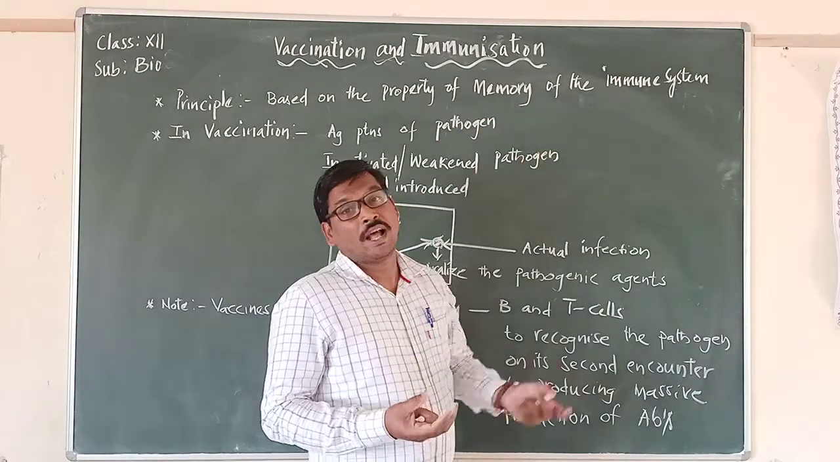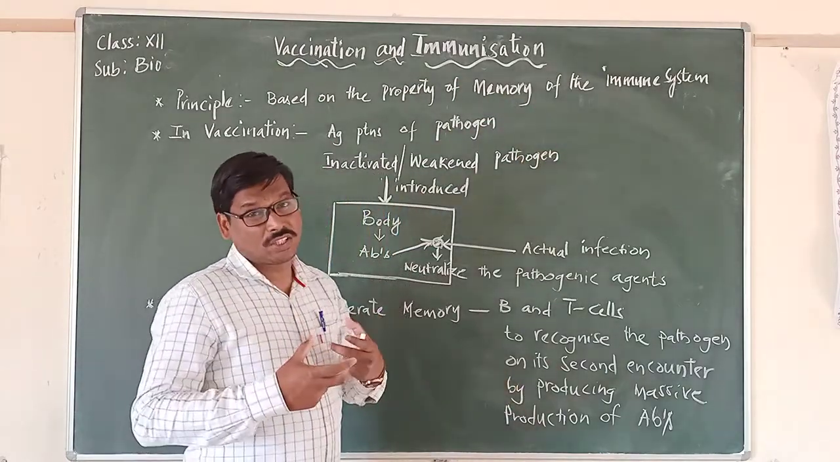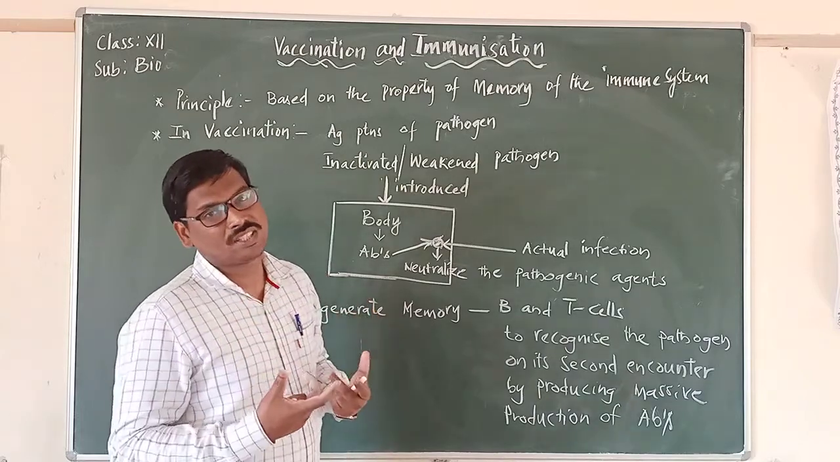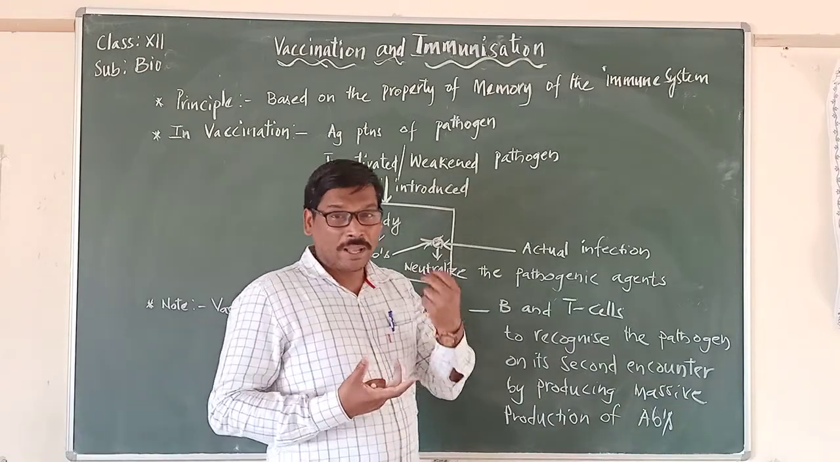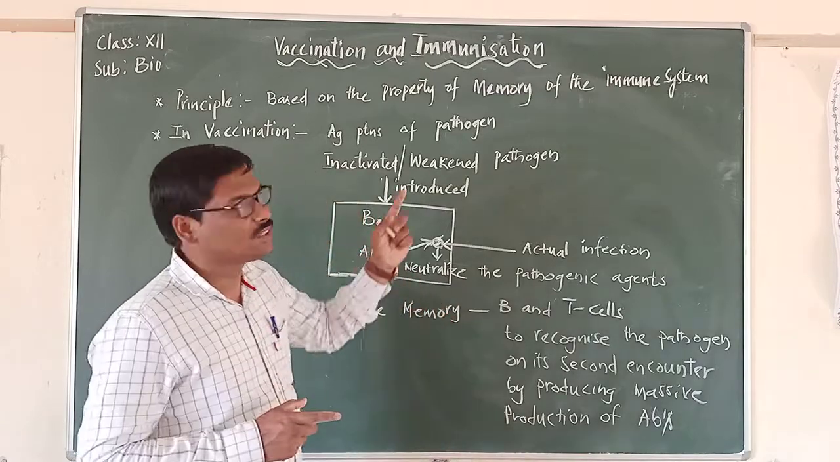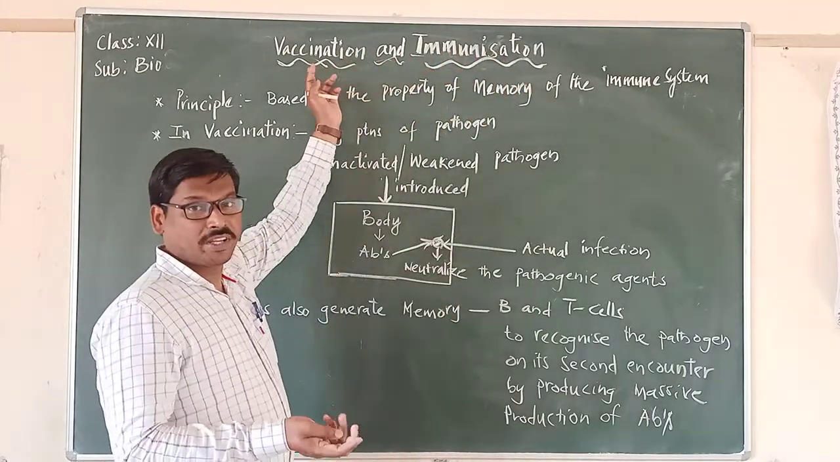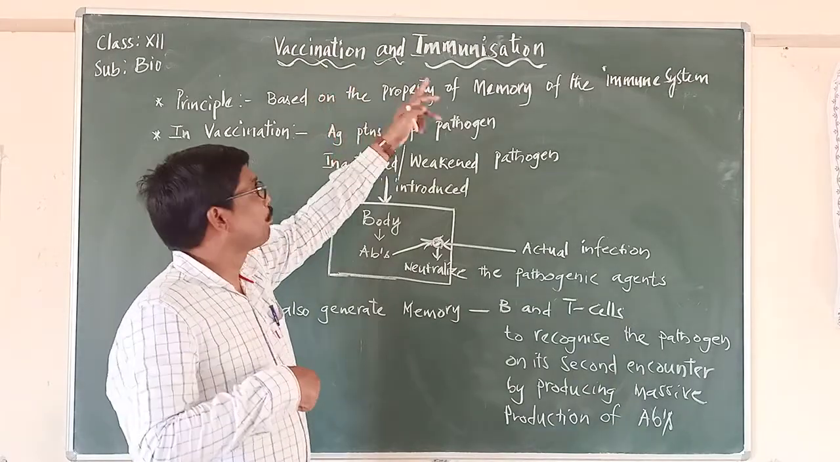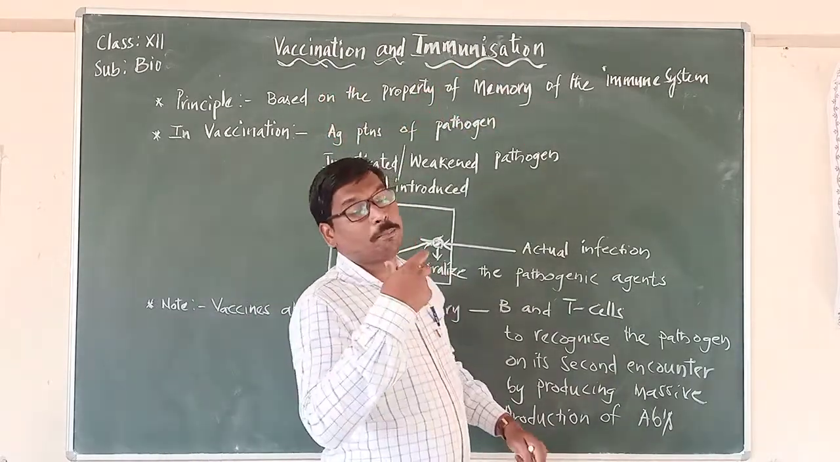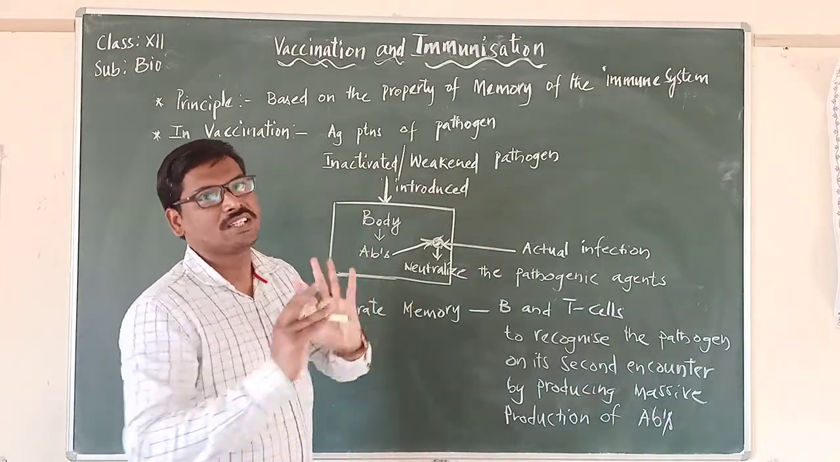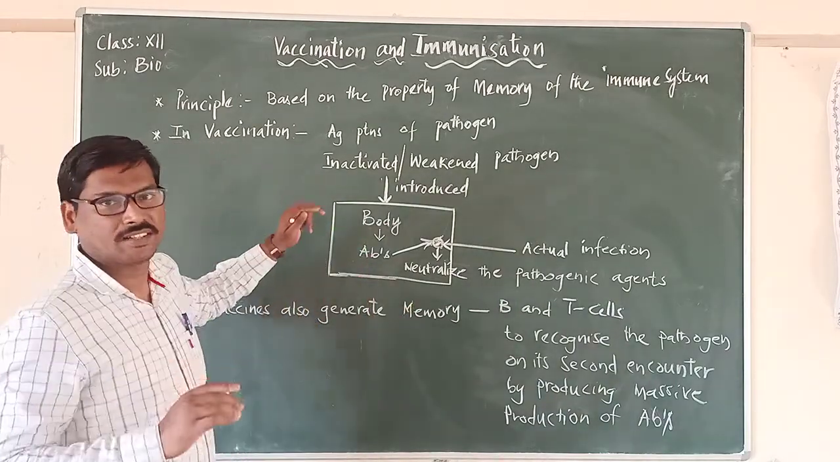Immunization means the process in which the body stimulates the immune system to produce antibodies against the pathogen. So vaccination means the act of taking in. Immunization means the body producing the antibodies against that pathogen. Now we will see it very clearly and try to understand this.